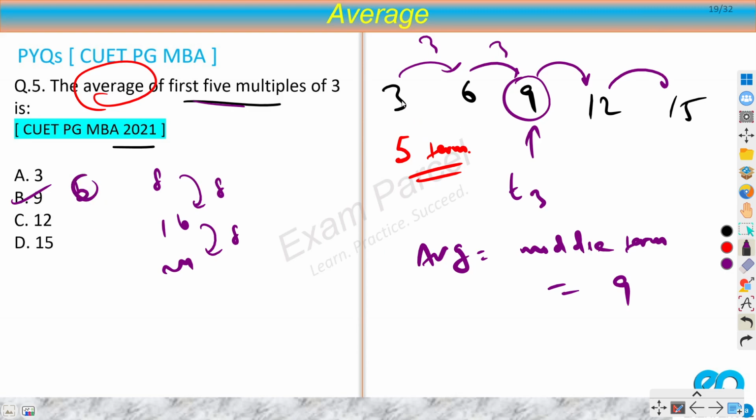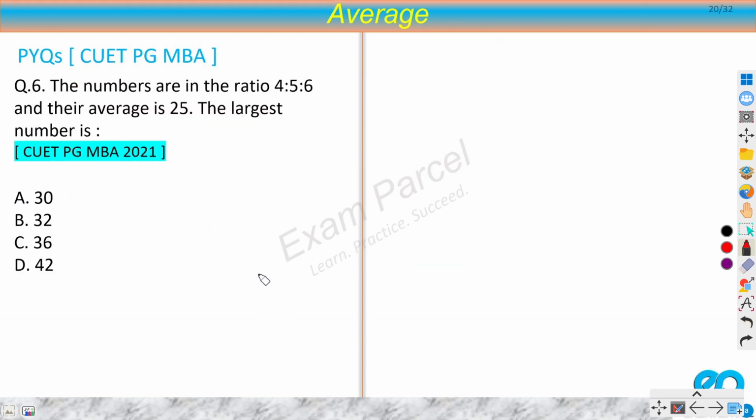Otherwise, see, you can add them up. 3 plus 6, 9, 9, 18, 30 plus 15, 45 divided by 5. Again, you will get 9. But why do that? If we know this concept, that for an AP with an odd number of terms, we can directly go to the middle term and say that this is my average or mean. I hope this is clear to you. Let's move on to the next question.